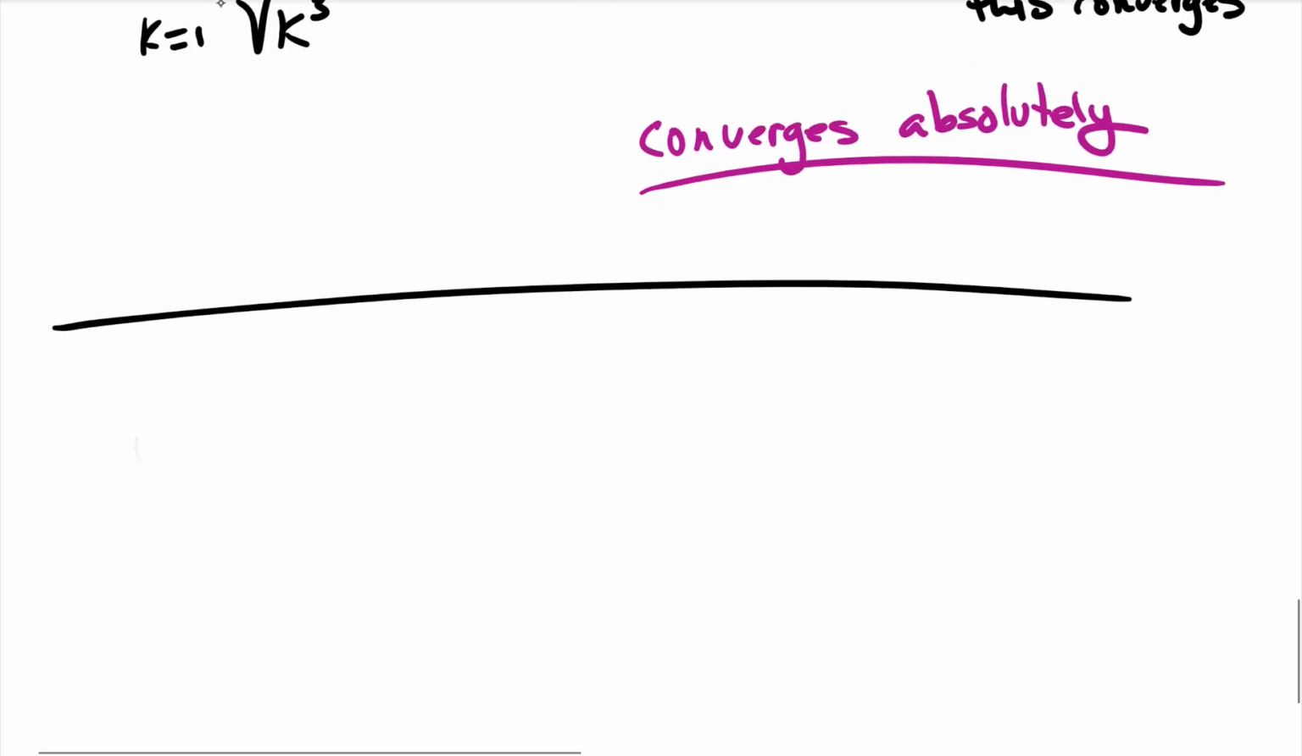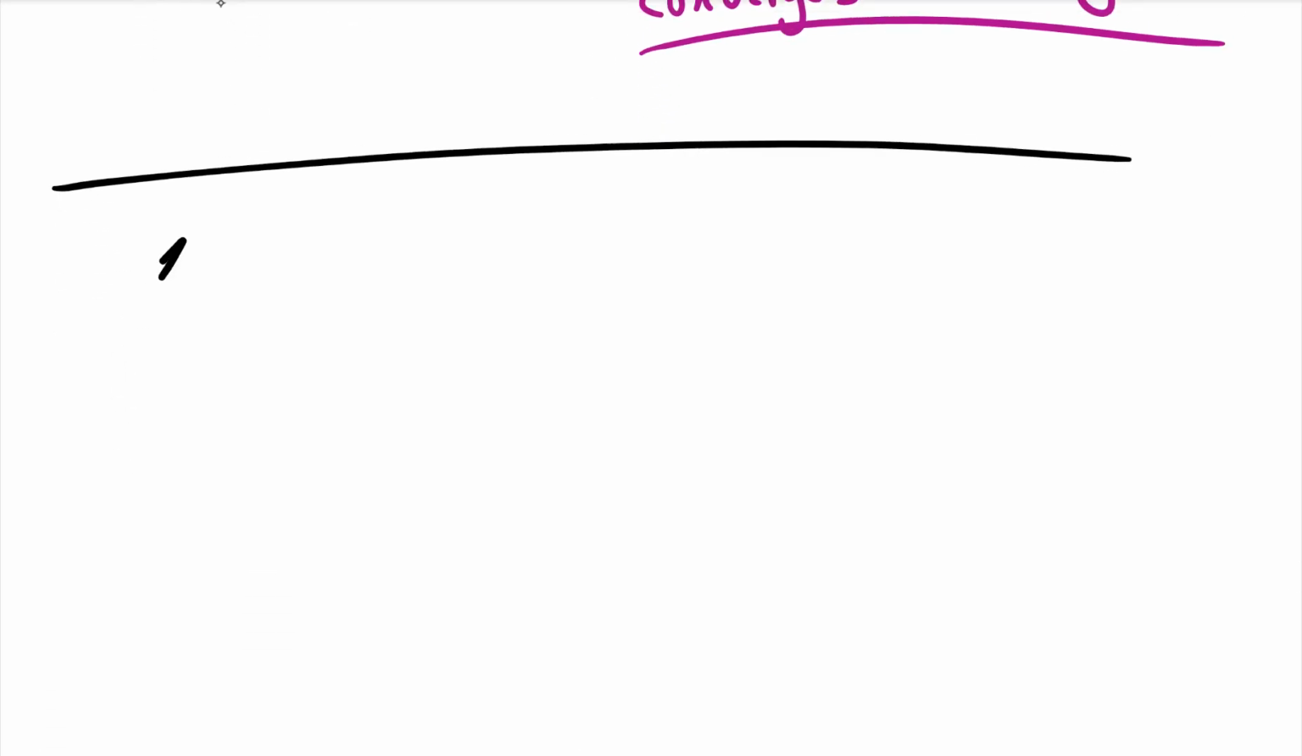Let's try another. Let's just keep knocking these bad boys out. So let's look at, from k equals 1 up to infinity, sine of k over k squared. And let's see if this is going to converge, diverge, conditionally, absolutely. I don't know what's going on.